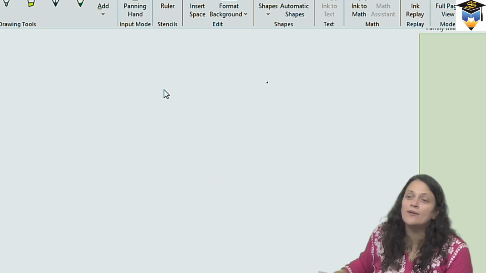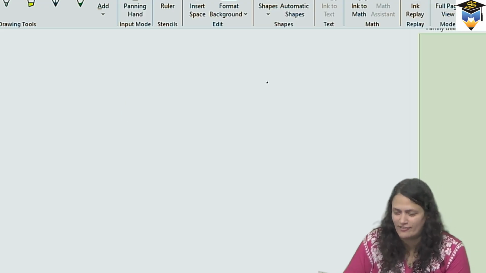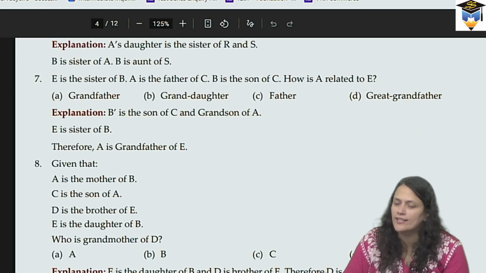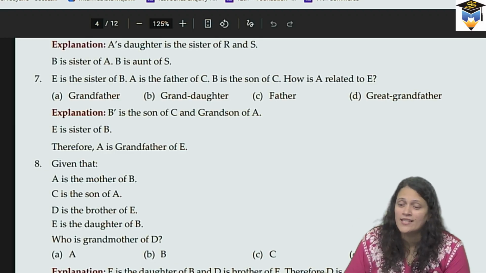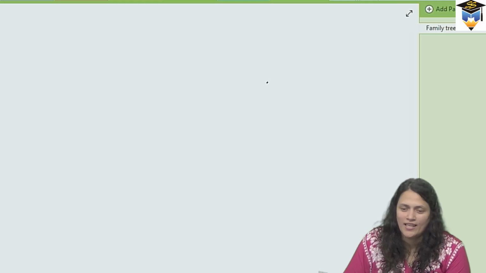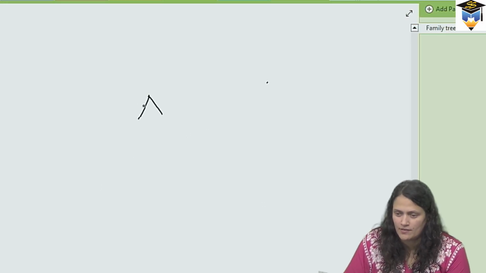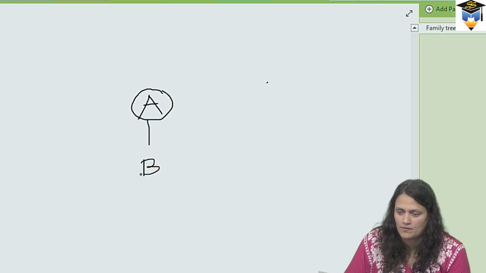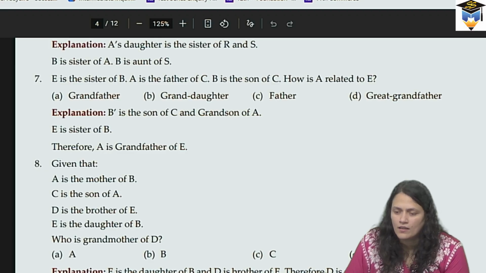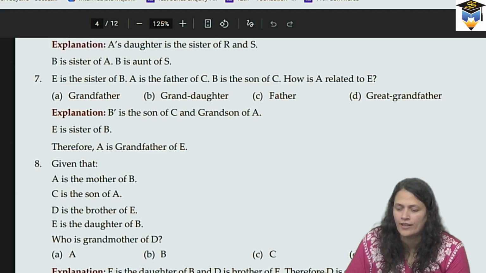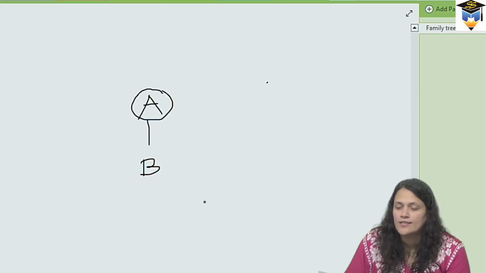चला ओके, नाव आलं का पुढचं. शाबास व्हेरी गुड. चला आता पुढचं करा. 7 झालं, आपण 8वं करूया. A is the mother of B. C is the son of A. C हा A चा सन आहे.